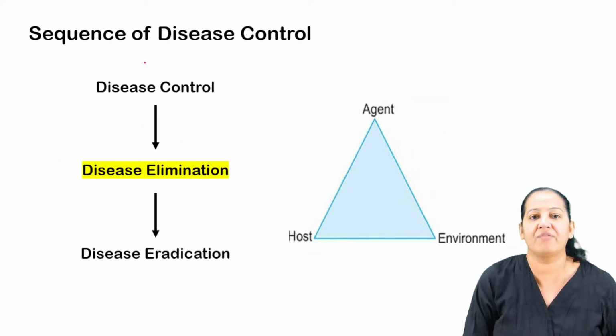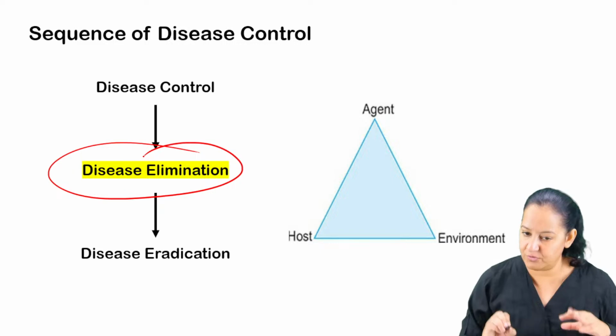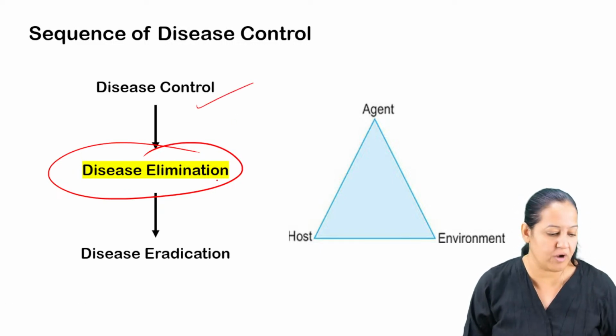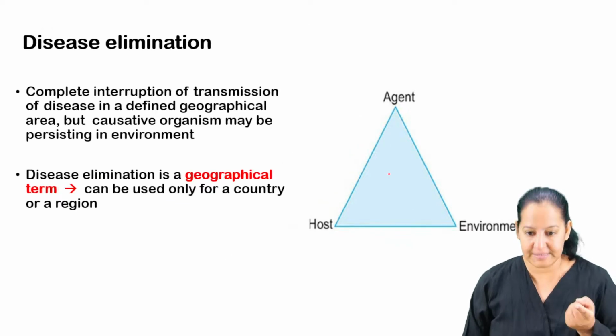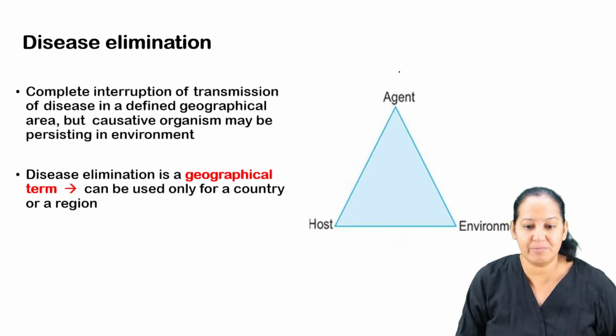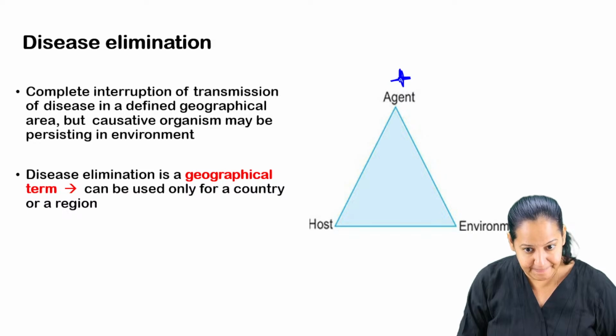So after control, the second thing is elimination. We have seen control. Now after control, I am coming to elimination. Let me come to elimination. What happens in elimination? See here. The agent is present in the environment. Please see.